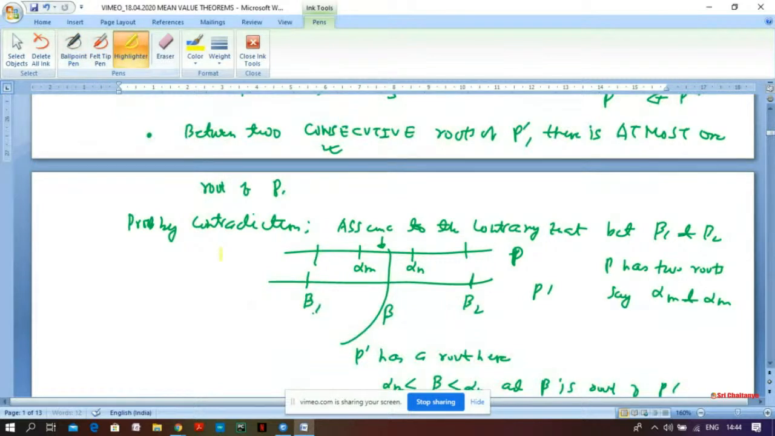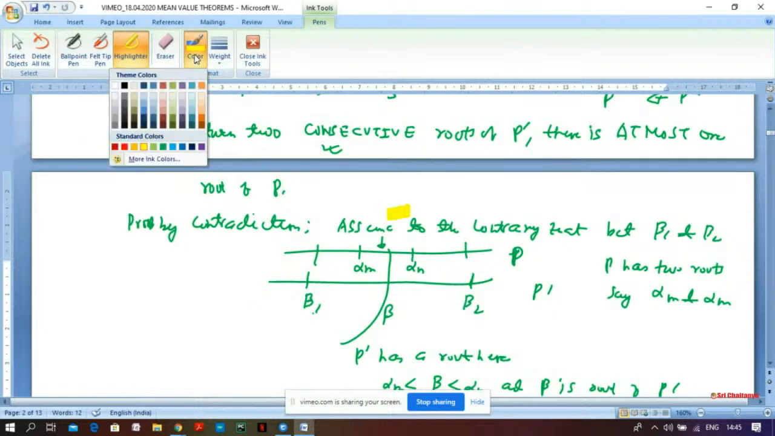The statement was that between two consecutive roots of p prime, there is at most one root of p. Proof by contradiction. Assume to the contrary. You want to prove at most one. Assume no, not at most one, but more than one, means two. Just negate it. Mathematicians say just negate it.